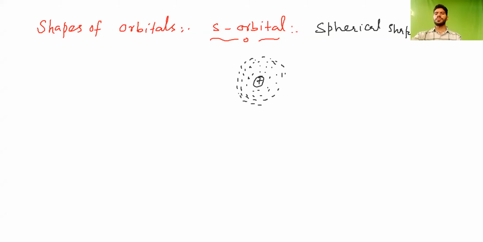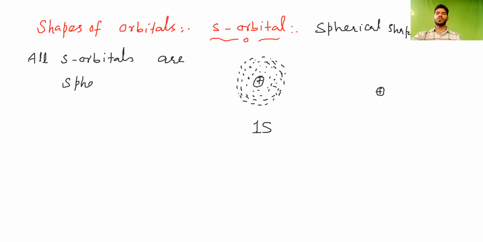Let's say this is the shape of the s orbital. Let me call it 1s. So this is the shape of the 1s orbital. Can you tell me what will be the shape of 2s? Will it be spherical also? Yes. So you will remember that all s orbitals are spherical, whether it is 1s, 2s, or 3s.